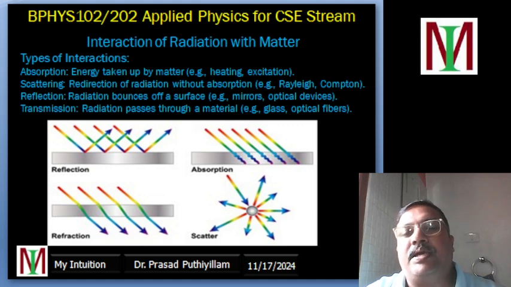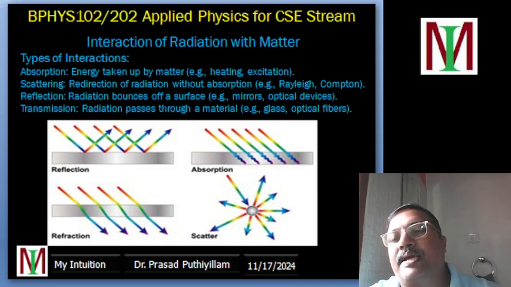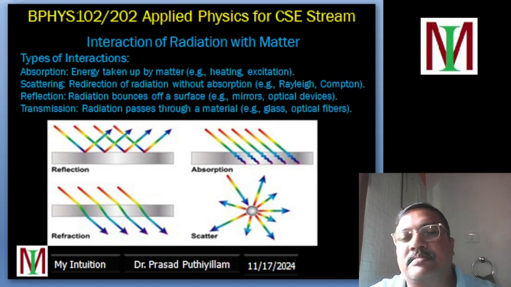Then comes the Compton scattering. It happens when high energy photons like X-rays collide with electrons. The photon loses energy and changes direction while the electron is ejected from the atom. That is called Compton scattering.